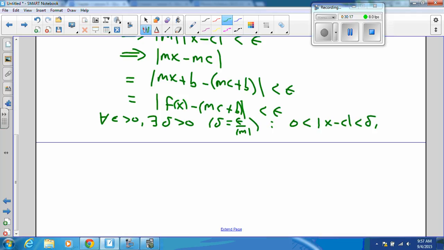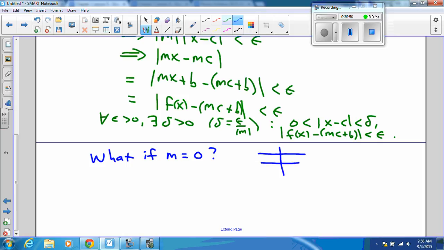We have shown that for any epsilon greater than 0, there is a delta greater than 0, namely delta equals epsilon over the absolute value of m, such that when |x minus c| is less than delta, then |f(x) minus (mc plus b)| is less than epsilon. And so what we've shown here is that now any linear function can be evaluated really by direct substitution. That's going to be the spirit of things. But we had to exclude m equals 0.